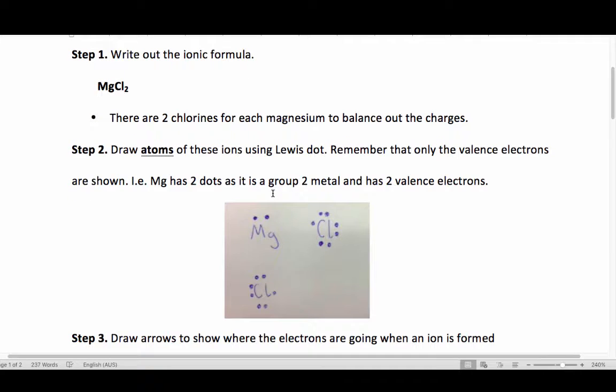The next step is to draw atoms of these ions using Lewis dots. Remember that only the valence electrons are shown, so even though magnesium has more electrons than this, the valence electrons are only 2, so we only draw 2 dots. You can see here that the chlorine will have 7 dots, so you draw those in. That's what I've done just here.